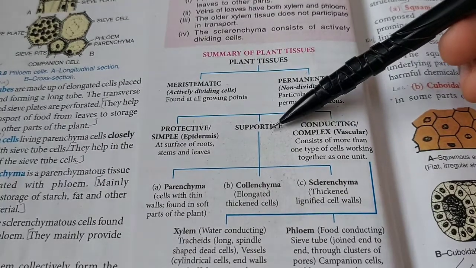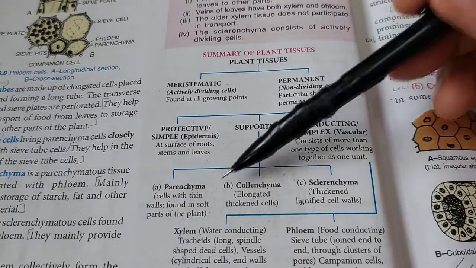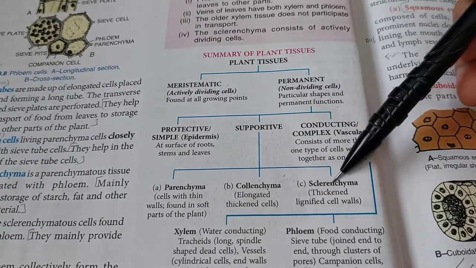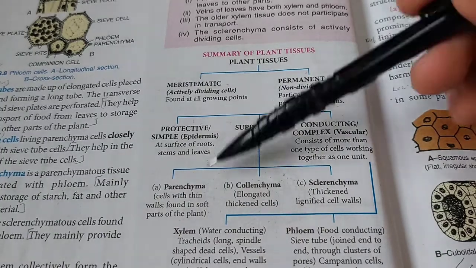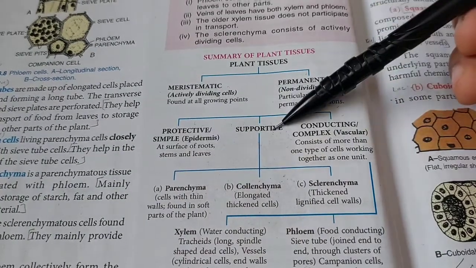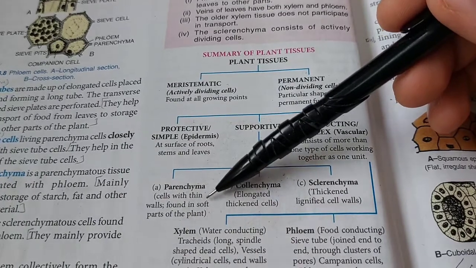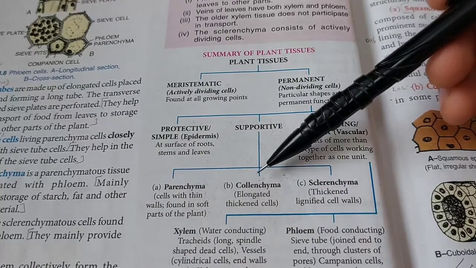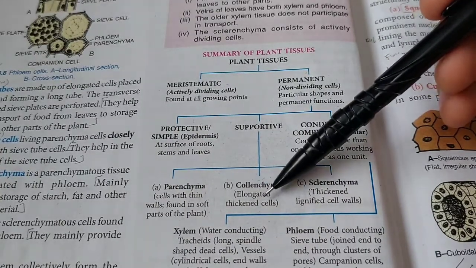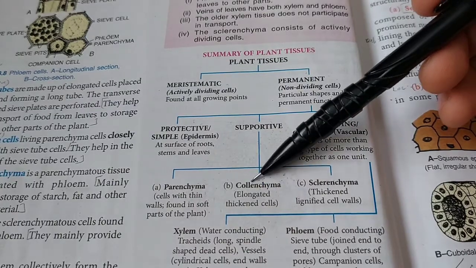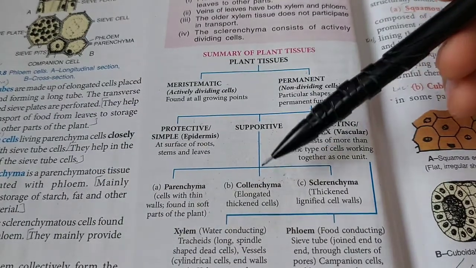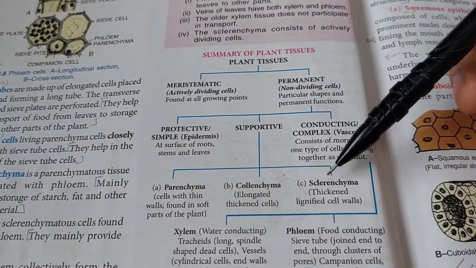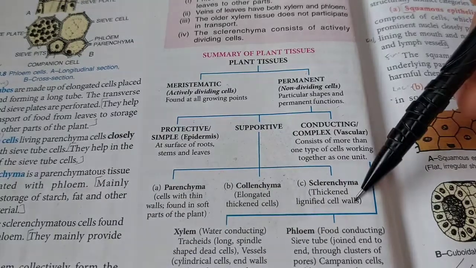Supportive tissue again is of 3 types: parenchyma, collenchyma, sclerenchyma, out of which parenchyma and collenchyma are alive, but sclerenchyma is dead. It is found in the soft parts of the plant. So it supports the soft parts of the plant, like the young green stem, which is flexible. Collenchyma, it's thickened on the corners because of deposition of lignin on top of the cellulose. That means it's dying. Sclerenchyma is completely thick. We will see all the diagrams soon. It has lignified cell walls.